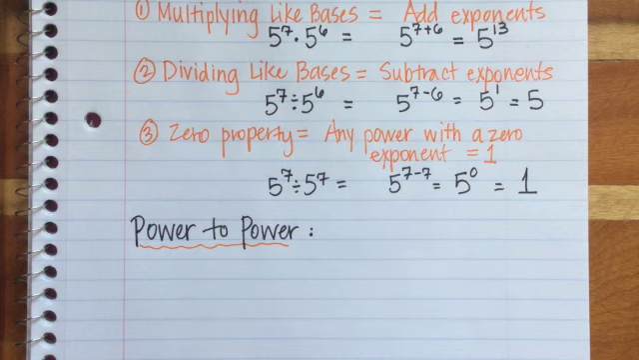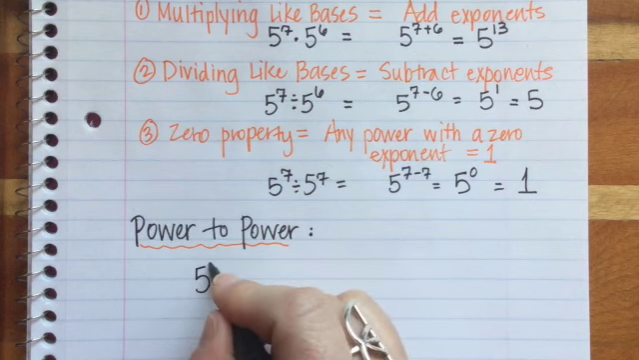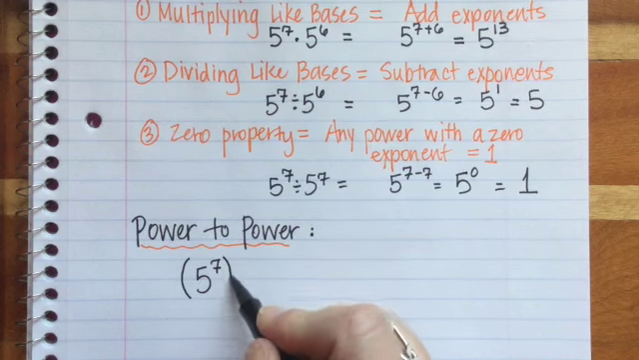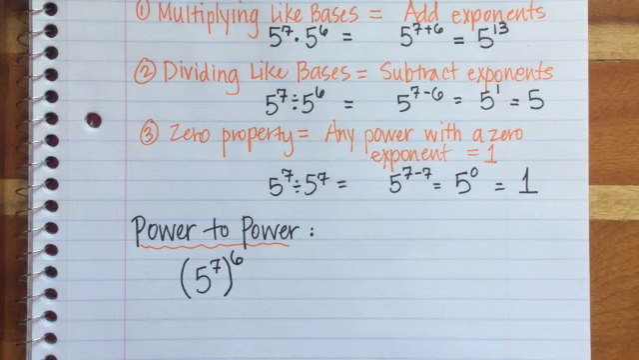With power to power, what that would actually look like, the difference here, is I could still have 5 to the 7th power. That would be totally fine. But it would have parentheses around it, and I'd be raising it up to the 6th power. So notice I really only have one base of 5. Inside the parentheses, it's saying I've got 7 of those 5s that I'm multiplying. But then what does that 6 mean? That 6 means I have 6 sets of 7 5s.